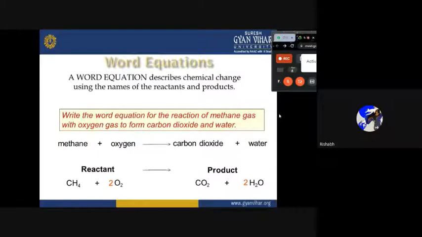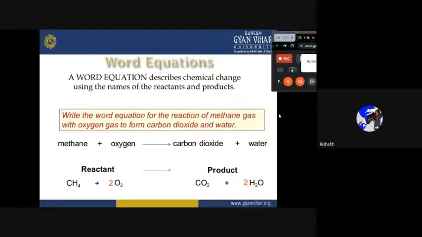In chemical reactions, we use the word reaction equations, right? Equation means there is an equal to sign in between. The word equation describes a chemical change using the names of reactants and products. So with an arrow in place of the equal to sign, the chemical equation is represented. On one side of that arrow are the reactants and on the other side are the products.